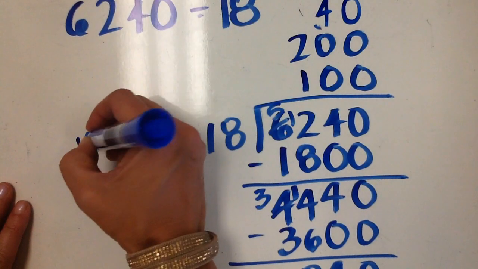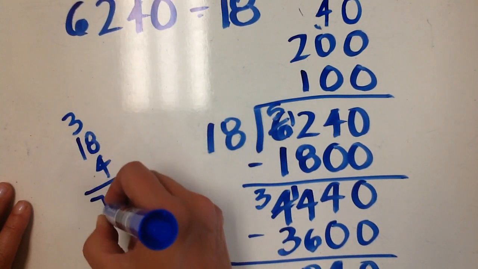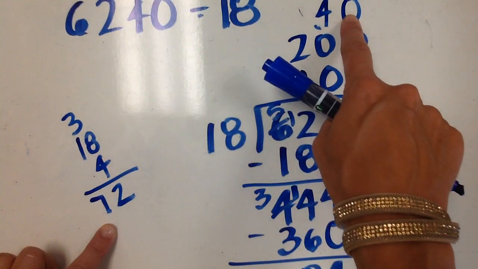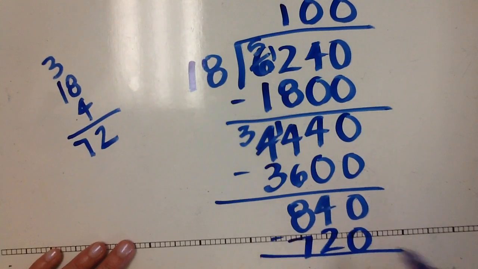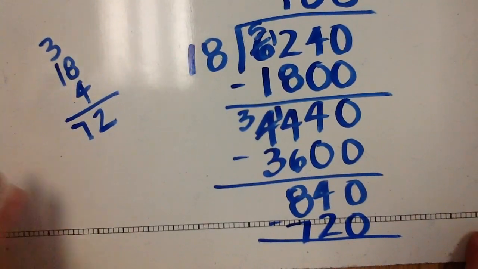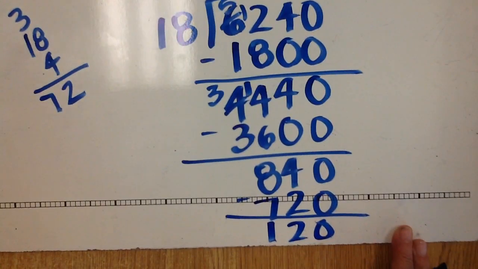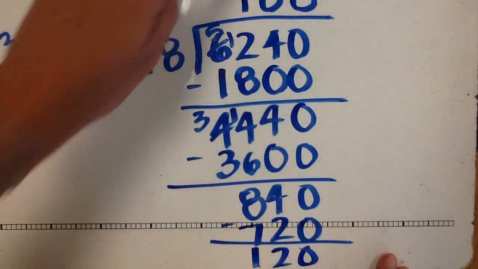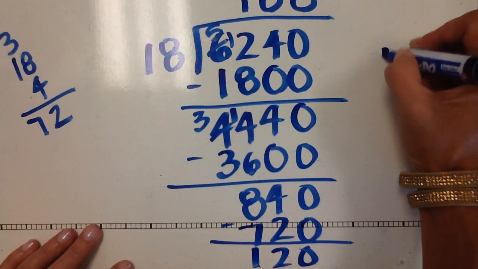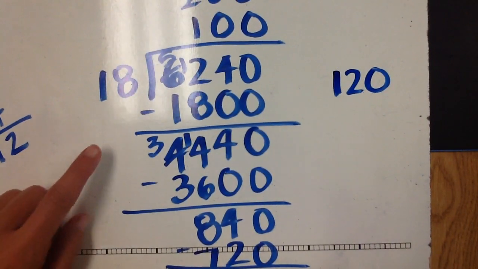So again, I'm going to come over here and do 18 times 4, which would give me 72 plus my 0 power of 10, so that would be 720. And I'm about to run out of board space, but I'll continue over here to the side. So that leaves me 120. Okay, so again, I know that I can't get another 40 groups out of it, so I'm just going to bring my 120 over here so that I can continue my problem.